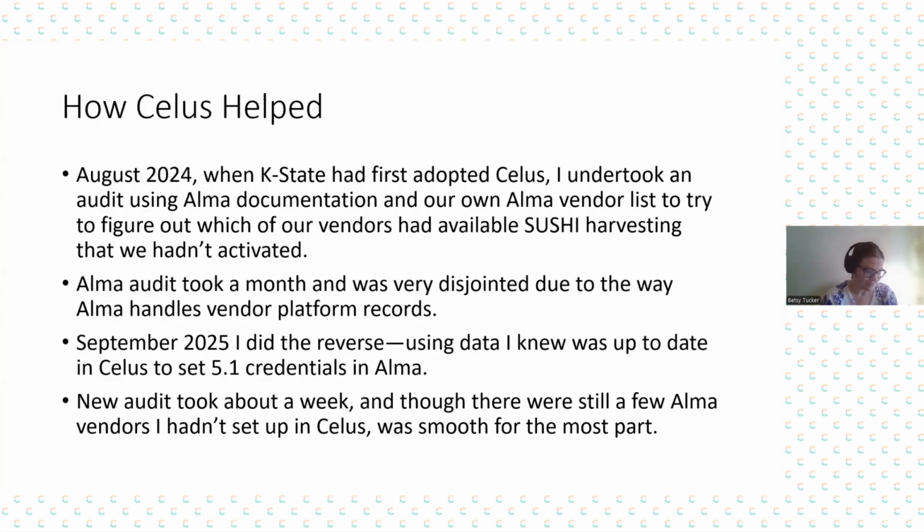There were vendors we were still pulling Counter 4 for in Alma that did have available Counter 5 at that point. And we had some vendors that by some fluke had not made it onto the spreadsheet that we sent CELUS to initially activate our harvesting capabilities on that platform and that we needed to input manually. So that version of the audit took a month and it was very disjointed because I had to use several different pieces of documentation. Alma handles vendor platform records very discreetly.